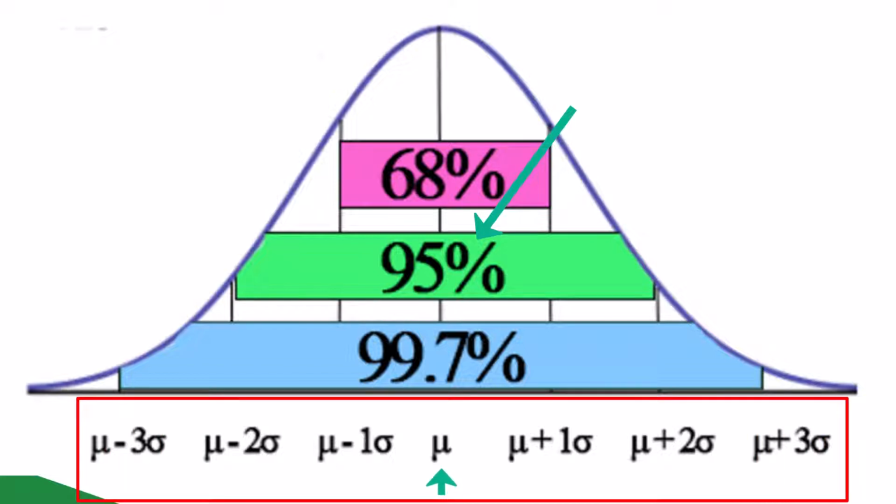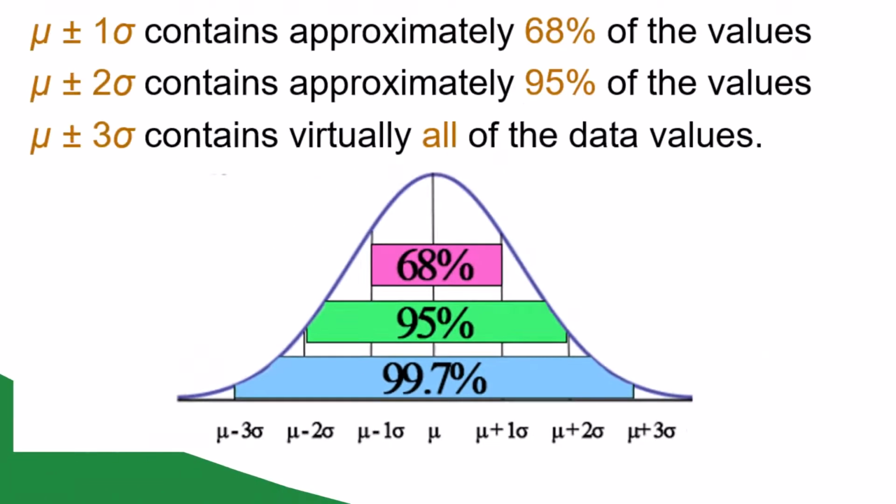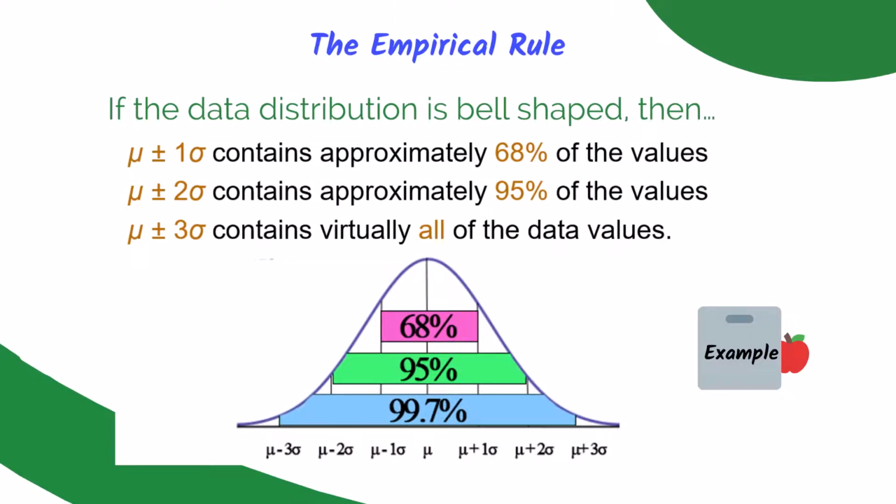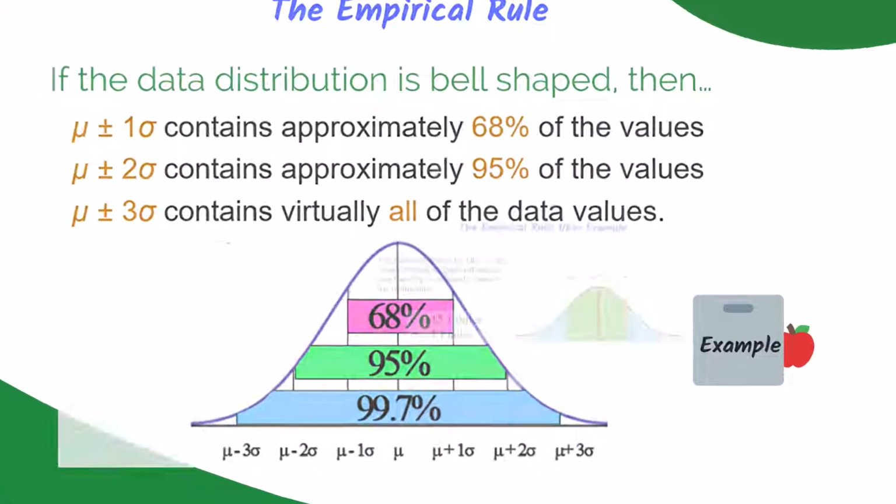Finally, if we go up 3 standard deviations and down 3 standard deviations, this virtually has all of our numbers in the dataset, or 99.7%. So anything beyond this would be extreme outliers. So let's look at an example of how we could use this in practice.